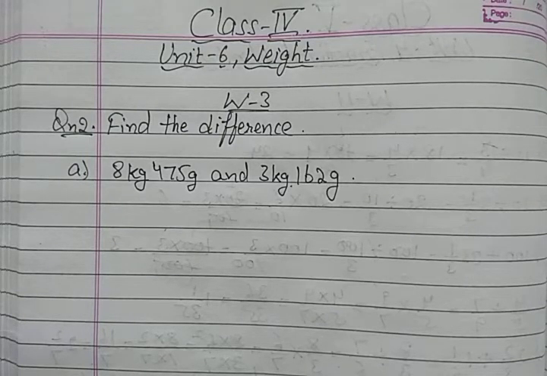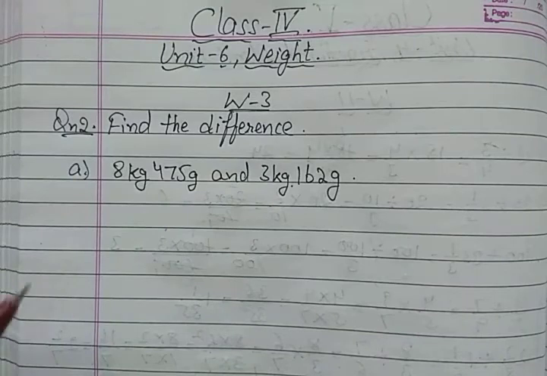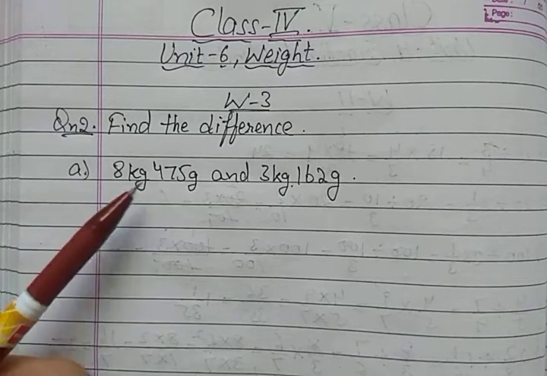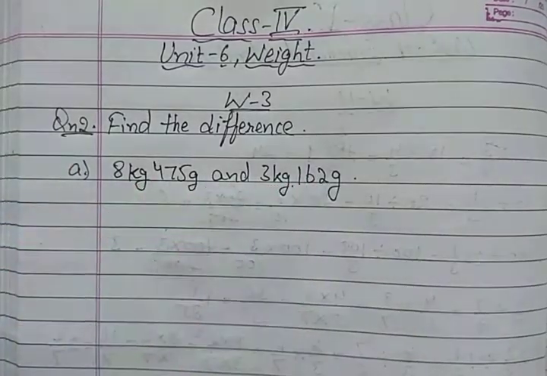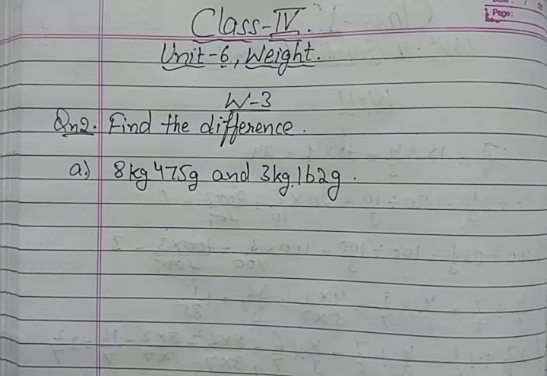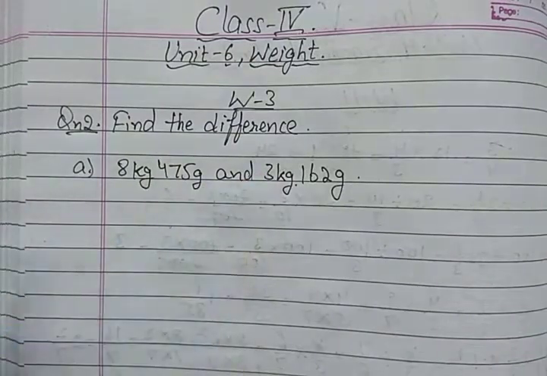Because the greater number or greater weight, we write on top when subtracting, and the smaller one below. We have already learned that whenever we compare units, we always compare the bigger unit first. This question is given in kg and grams, so we have to compare the kilograms first. If that tells us which one is greater, then there is no need to compare the grams, that is the smaller unit.